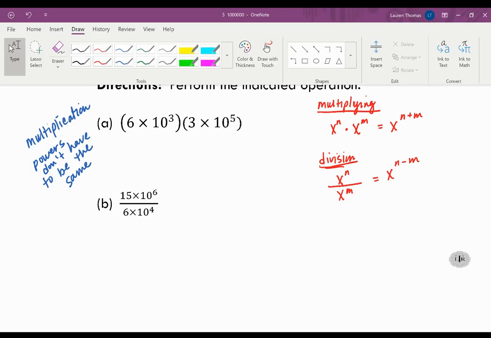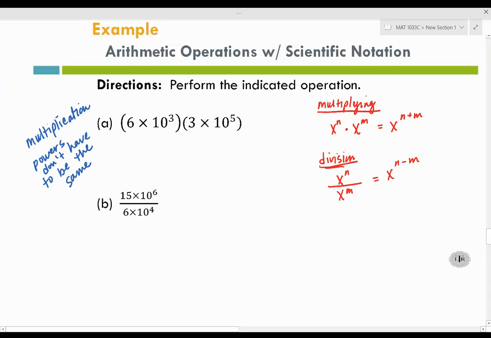All right, let's change my pen color again. So we're doing multiplication. So I'm going to multiply their number parts together. So that's 6 times 3. 6 times 3 is 18 times 10. Since I was multiplying, I add their powers. So I'm going to add 3 plus 5. So that's 8.